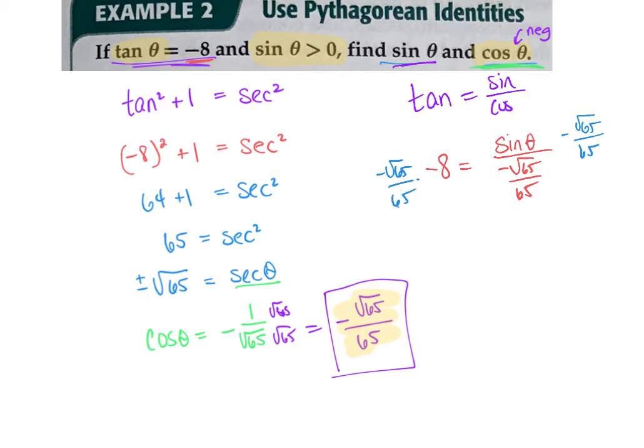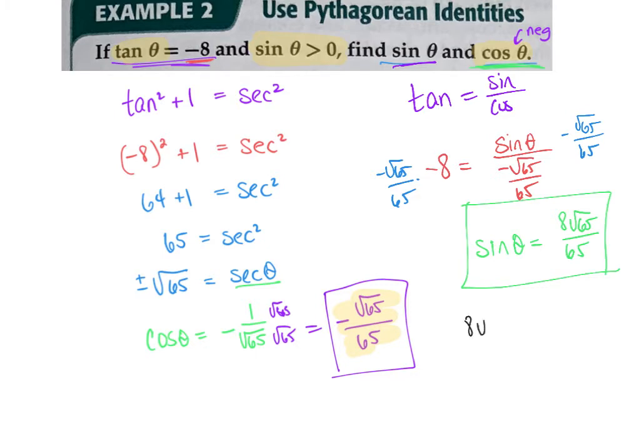So my sine then is going to equal 8 square root of 65 over 65. So I've solved for my sine and my cosine. And I can double check this by doing sine squared plus cosine squared equals 1, by the way, which is what they did with the check. I'll just show you how they checked it really quickly.